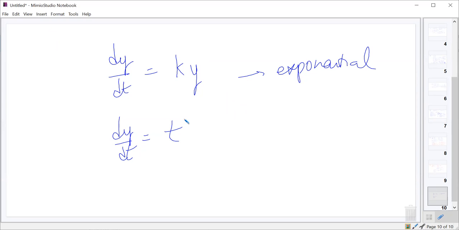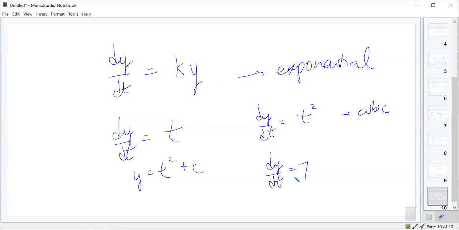What would you get if you integrated that? Parabolic? Yeah, it would just be parabolic, right? The integral of this is y equals t squared plus some constant. That's a parabola. If I had dy/dt equals t squared, well, you just integrate, and this would be cubic growth, right? When you integrate it. If I just gave you dy/dt equals 7, when you integrate that, what do you get? You get linear growth, right? So, yeah.